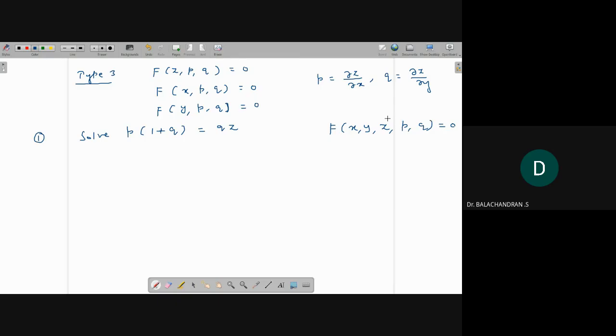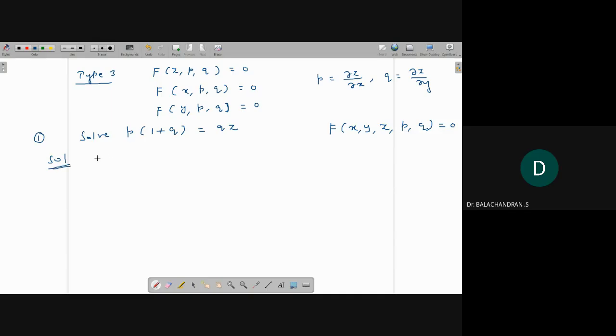In type 3, you have z, p, q. Similarly, x, p, q. Similarly, y, p, q. So we know that z is a dependent variable. z is depending on x as well as y. x and y are independent variables. Now, solution for this problem.